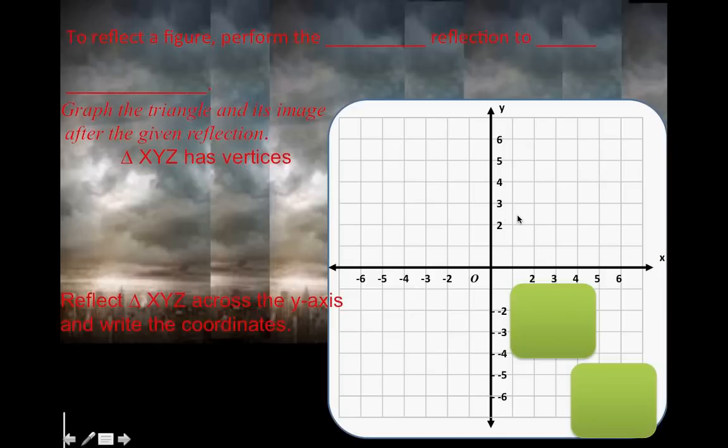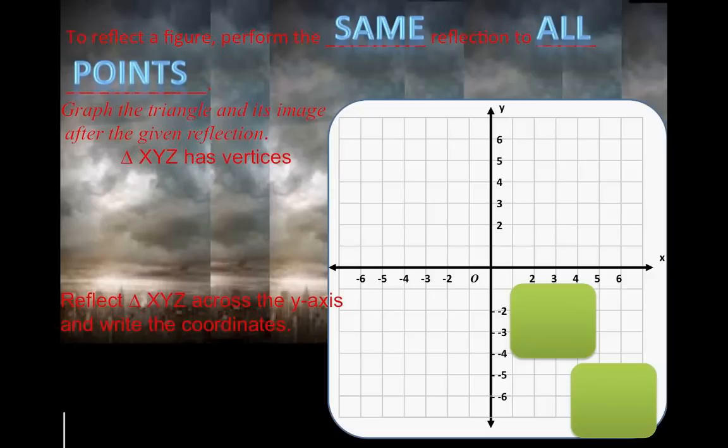Just like with the translations, you're going to be asked to do this not on just single points, but on whole figures. So to reflect a figure across a line, we're going to perform the same reflection to all points in that figure. Okay, so we're going to take triangle XYZ. We want X to be at the point 1, 3. So we're going to start by graphing that. We're going to go forward 1, up 3, and we're going to graph point X. Make sure you label it.